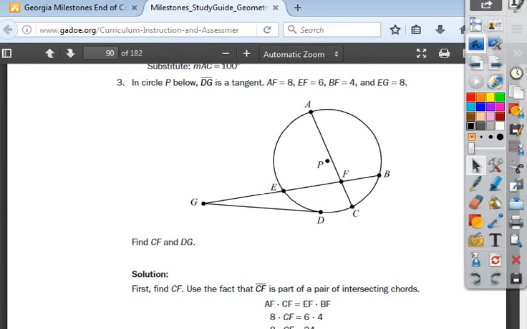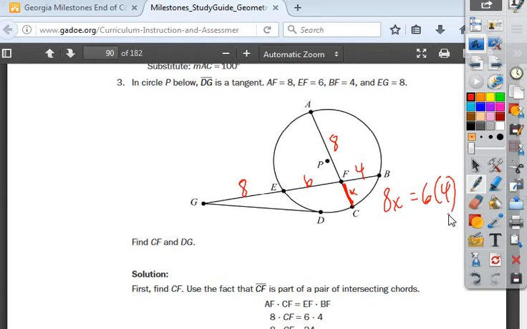All right, so it says that AF is equal to 8, EF is equal to 6, BF is equal to 4, and EG is equal to 8. How would I find this little piece right here? That would be, I'm going to call it X right there. 8 times X, 6 times 4. The two pieces of the inside multiply and equal the two pieces on that.